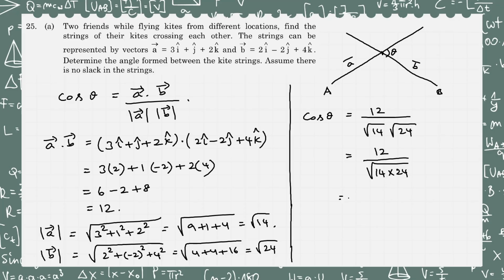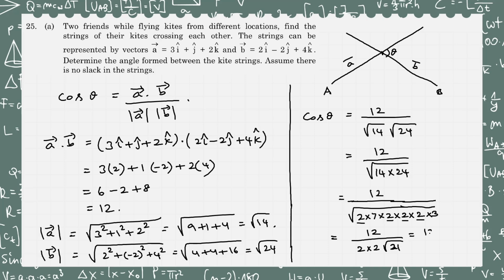And this will be 12 divided by, you can factorize 14 and 24 to take the square root of them. So 14's prime factorization is 2 into 7 and 24's prime factorization is 2 into 2 into 2 into 3. So this will be 12 divided by, for there are 4 2's, so we can take 2 2's outside, and 7 and 3 cannot come out, so root of 21, 7 3's are 21, that will stay inside the root only.